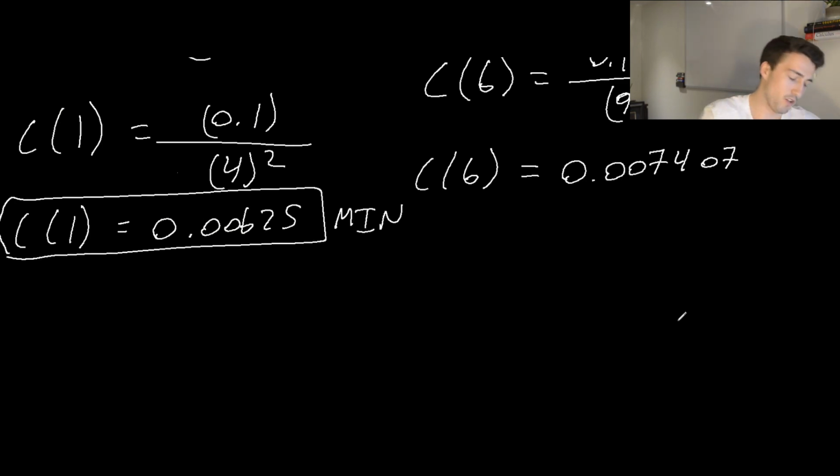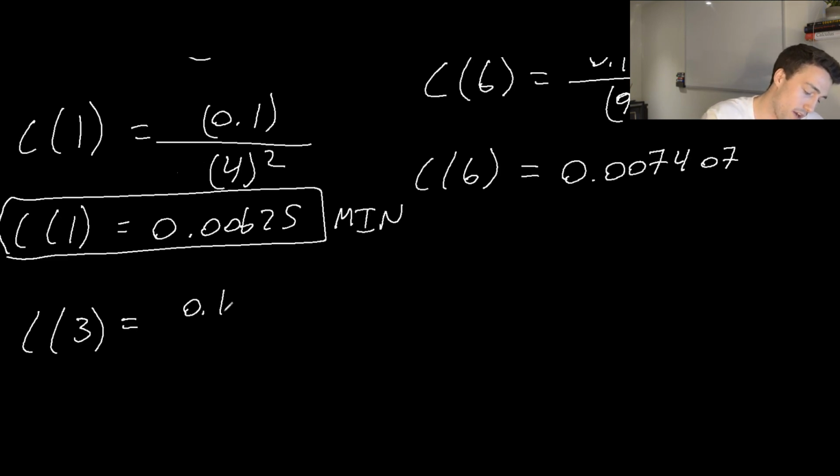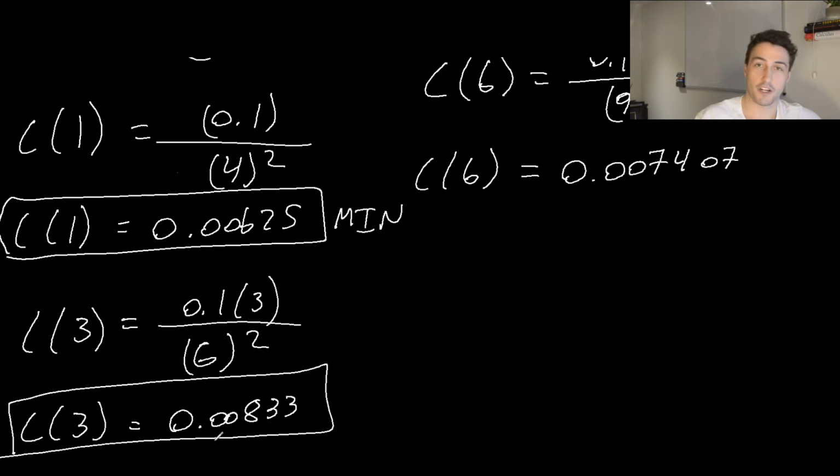And lastly, what we need to do is plug in to the function C of 3, where the function hit a maximum value, right? Because we know where it happened, but we want to know what that amount would be. So if we look at this function again, this is going to be 0.1 times 3, and then 6 squared. So this value will be 0.1 times 3 divided by 36. We get 0.00833. So here, this 0.00833 is our maximum concentration. So we have a max and we have a min, and that would be the answer to that question.